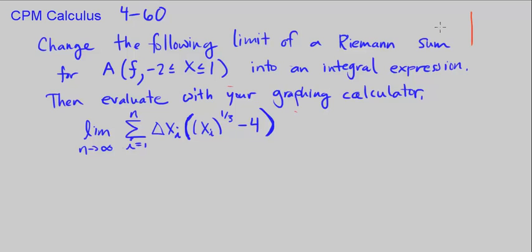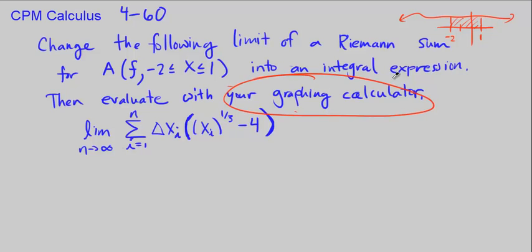So a quick sketch of what that's doing. Here's -2, here's 1, whatever our function looks like. It's calculating this area. Okay? So let's go ahead and change this into integral notation and then evaluate it with our graphing calculator to see what the area is.